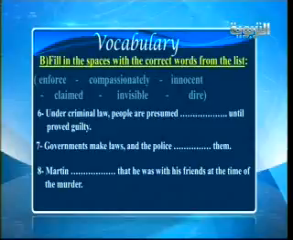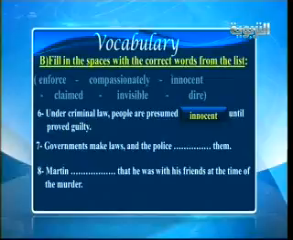Enforce, compassionately, innocent, claimed, invisible, and dire. Number 6, under criminal law, people are presumed blank until proved guilty. Now we're talking about the law. We have someone who can be guilty. So what is the option? What is the right word here? The right word is, yes? What is it? You're right. It is innocent.